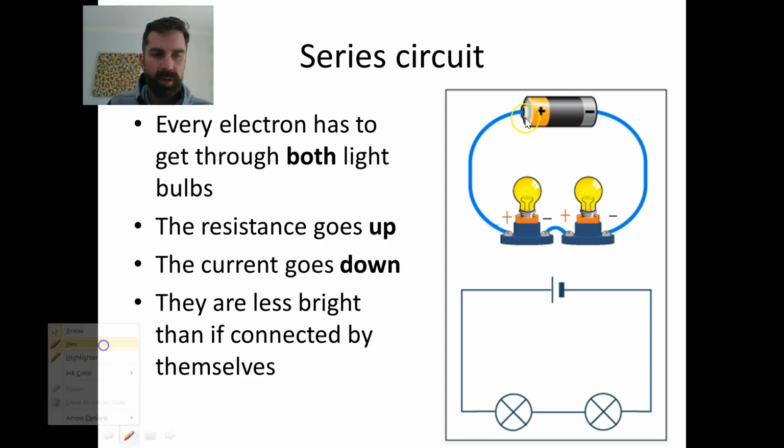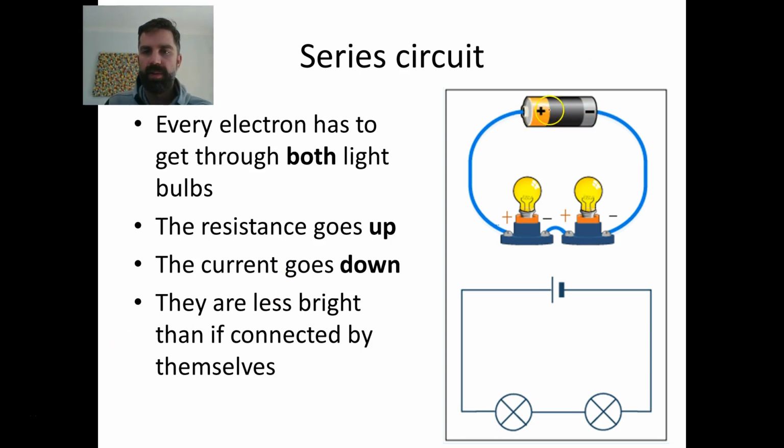So if we have a look on the right hand side here, we've got a battery that's got a wire going from the negative terminal into a light globe. And then we've got a wire coming out of that light globe and into the next one, and then back to the battery. So this is what we call a series circuit, and there's a diagram underneath here. So we've got the battery going around through both the first light globe and the second light globe.